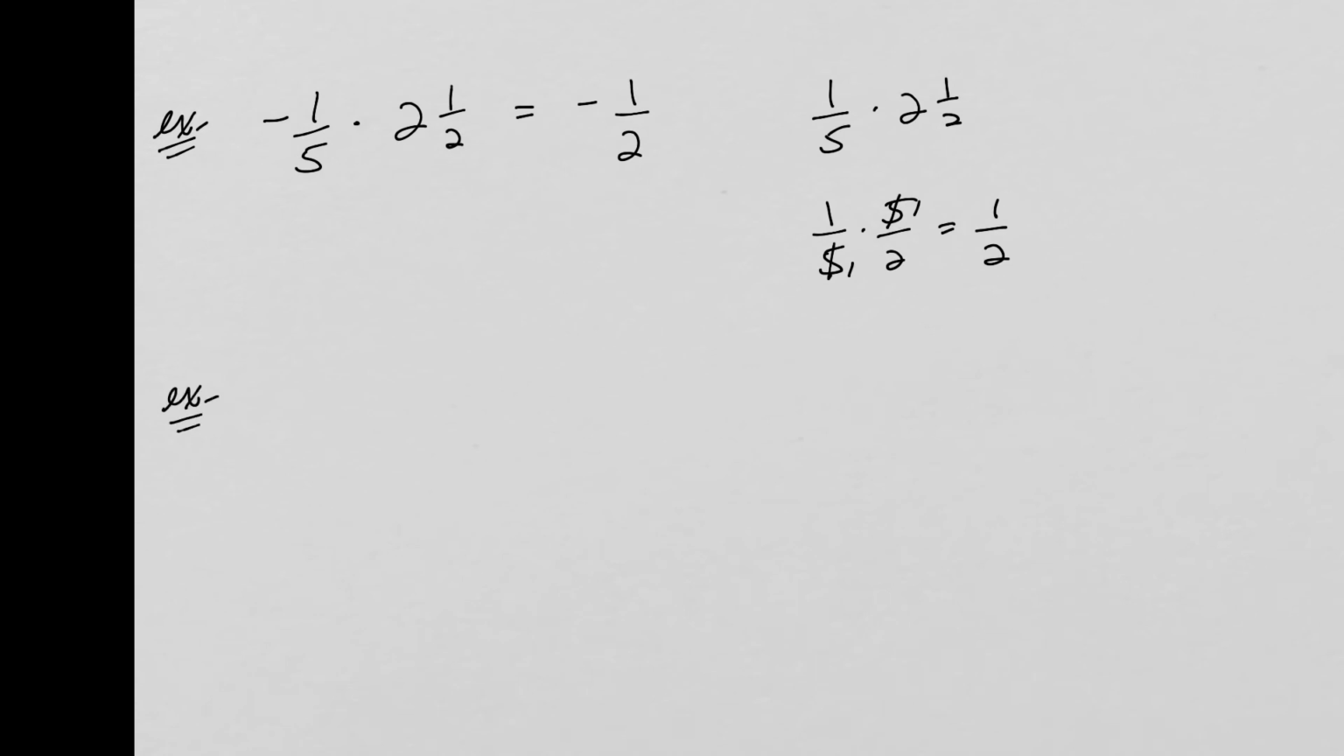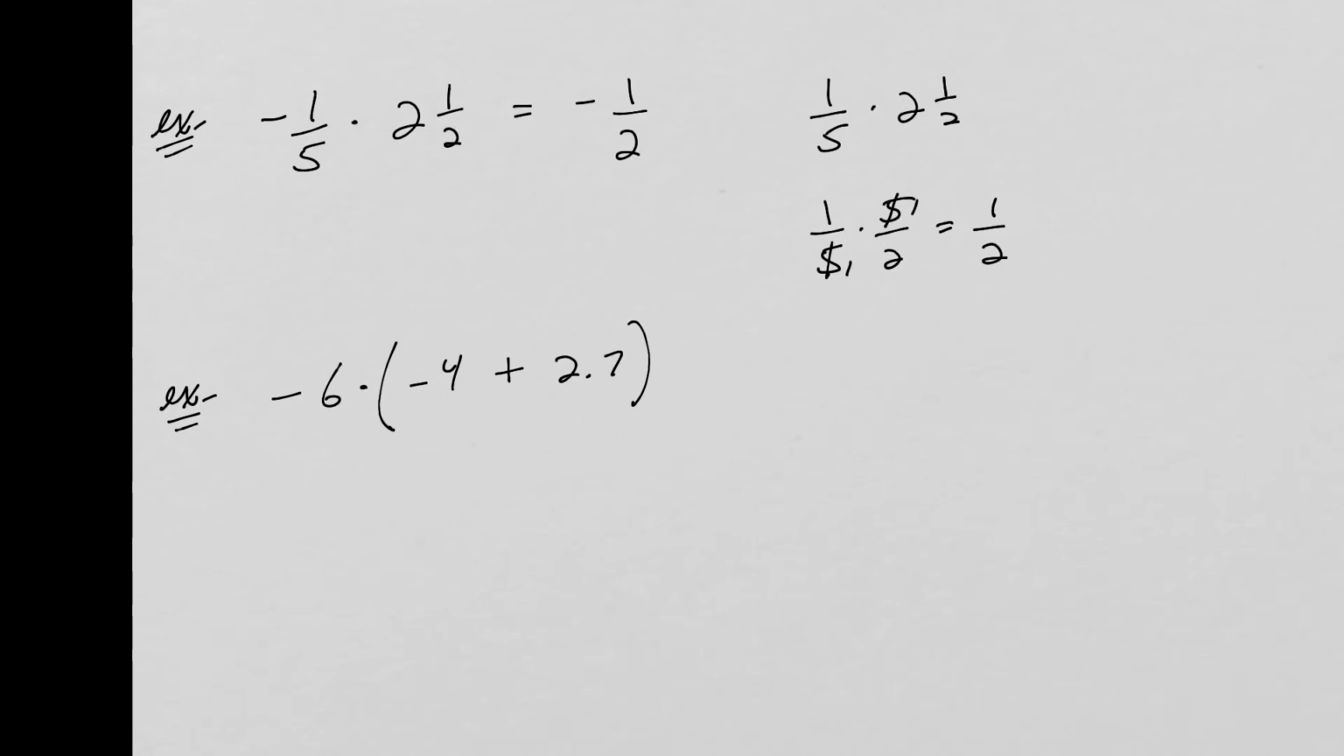What about this? What if I have -6 times (-4 plus 2.7)? Okay, here, we have order of operations, right? Remember, the -6 in front of the parentheses, that means multiplication. So I have multiplication there, but I have to first do what's inside the parentheses. So I want to solve this first, right? I want to do -4 plus positive 2.7. So I'm adding two numbers.